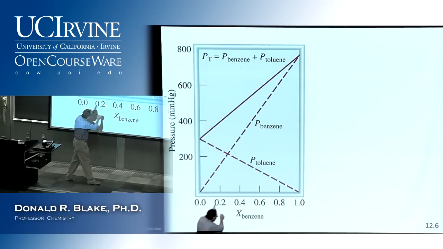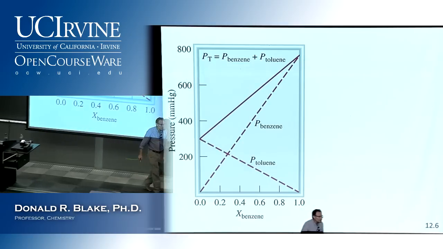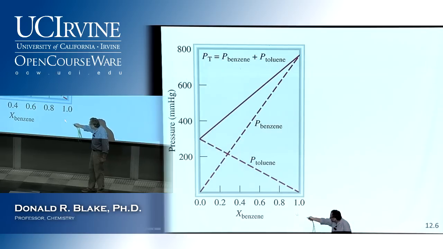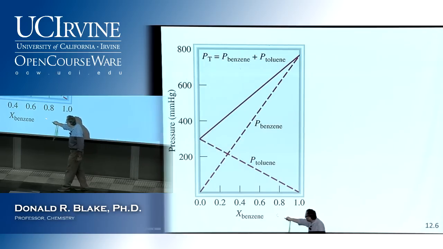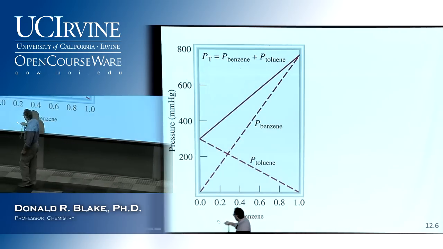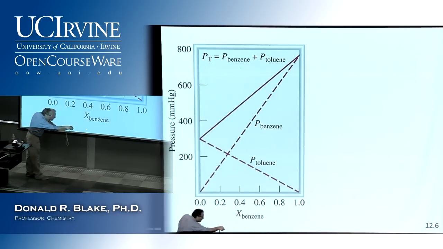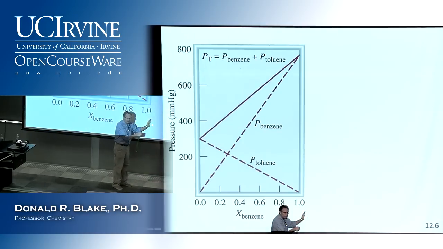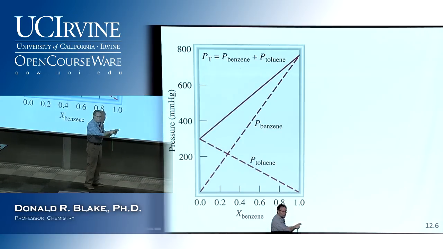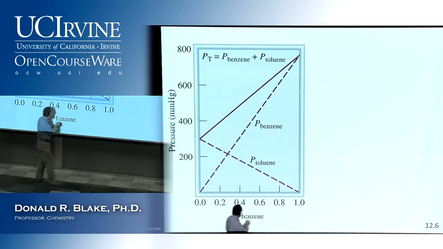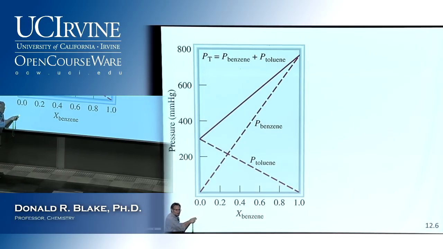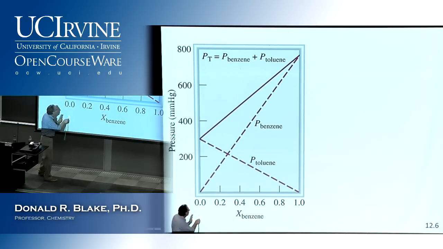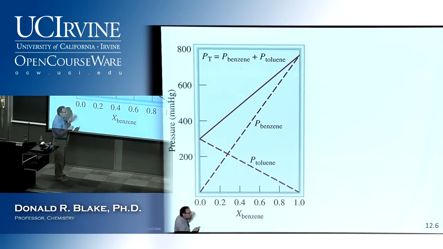This, folks, is the mole fraction for benzene. There's another axis down here that you can't see, but it should be there, where this is 0.0, 0.2, 0.4, 0.6, 0.8, and 1.0, and it says chi of toluene. So this is where there's no toluene here. It's 100% benzene, 0% toluene. Then we go this way. This is 100% toluene, 0% benzene. So this is a mole fraction of one for toluene. And what is its vapor pressure at room temperature?